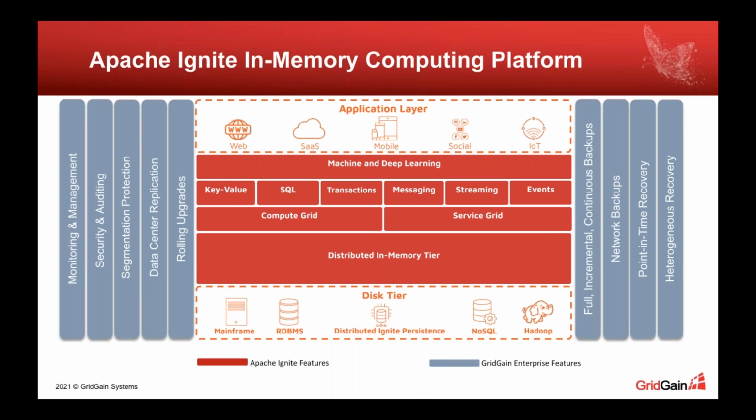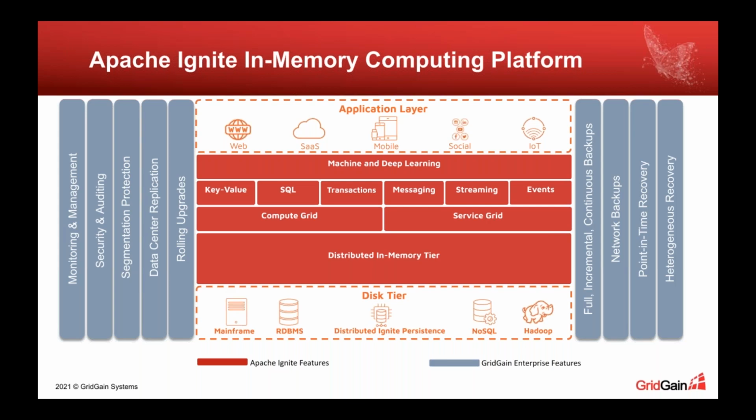Essentially, Ignite is kind of a combination of distributed data storage, both in memory and on disk data storage, with a comprehensive set of APIs and processing capabilities on top of it. That includes compute grid, which essentially allows you to execute any arbitrary code, service grid, which allows you to deploy services along with the data.